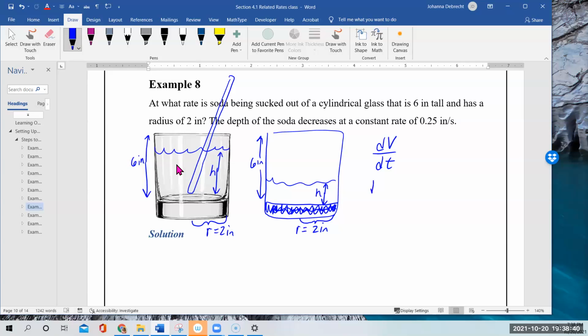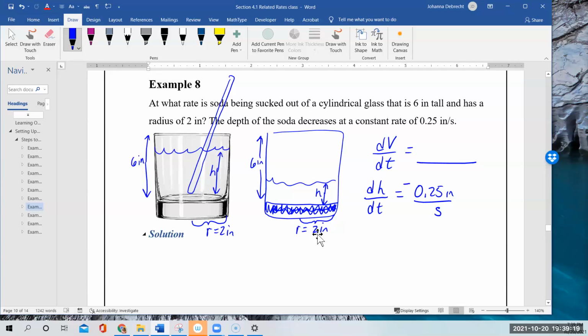Decreases. Yes, it would be decreasing. dh/dt is equal to a constant rate of 0.25 inches per second, but it's decreasing, so it must be negative. We want to find the change in volume with respect to time. That's what we're looking for. I'm going to expect the change in volume with respect to time for the soda being sucked out is also going to be negative since it's decreasing the volume that's in the glass. That's all the information that's in the problem.